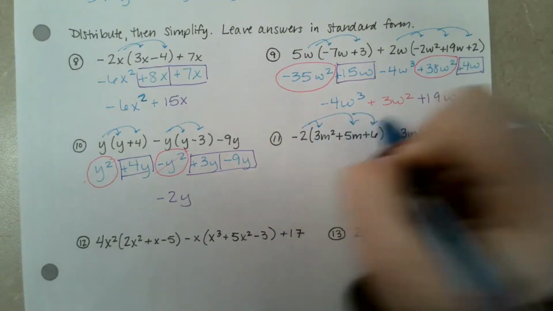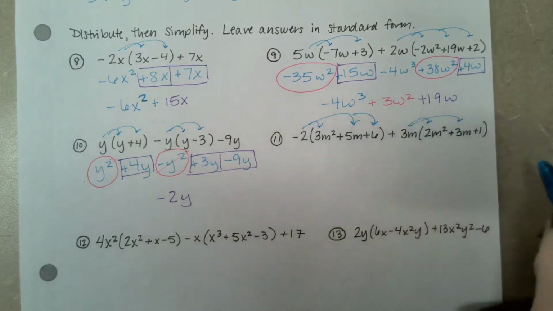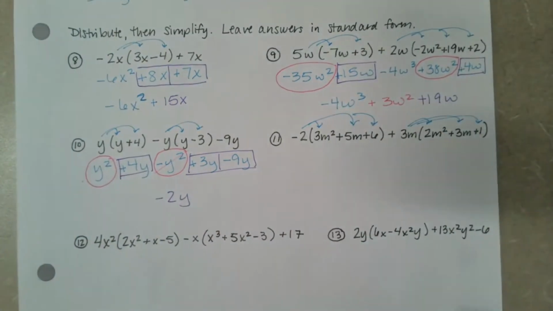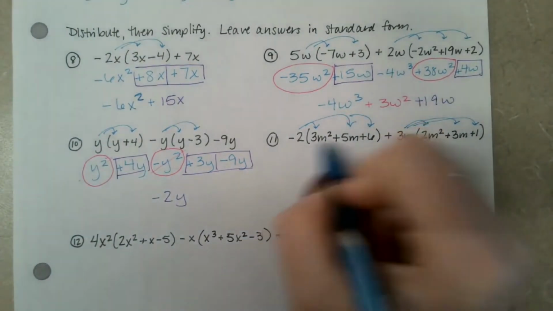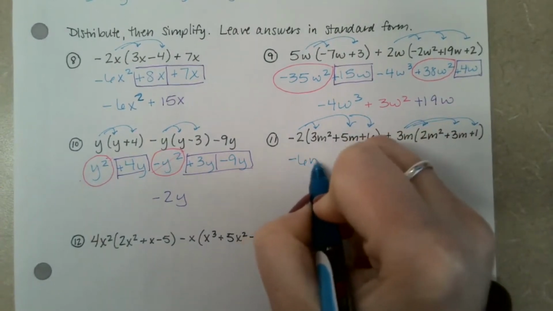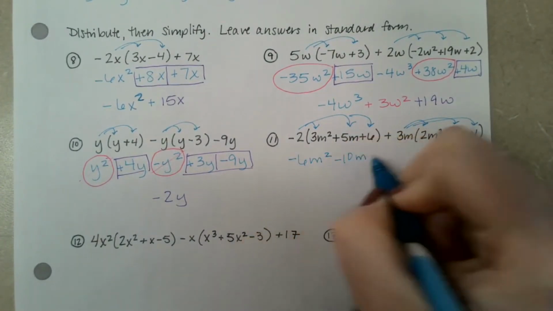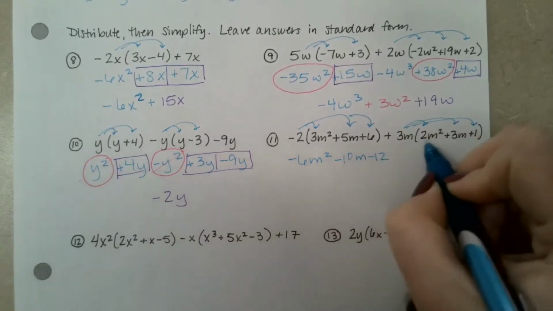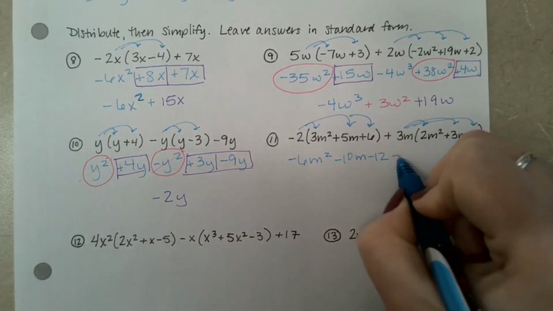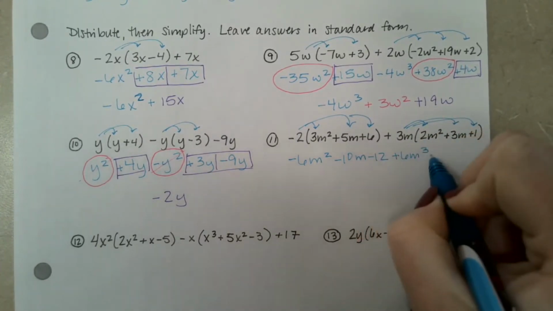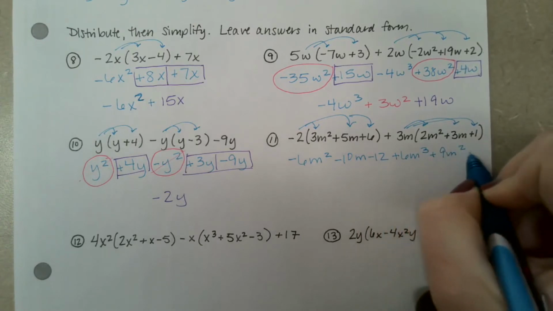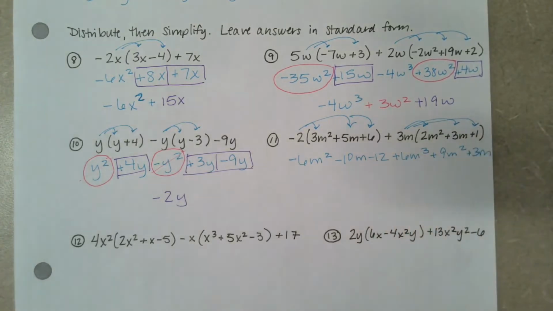In number 11, first we start by distributing, so we need to bring the front pieces in. So negative 2 times everything will give me negative 6m squared, negative 10m, negative 12, and then 3m times everything will give me positive 6m cubed, positive 9m squared, and 3m.